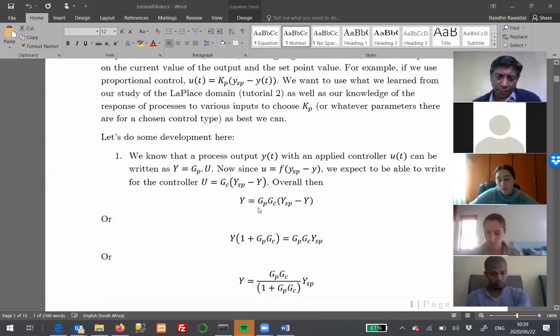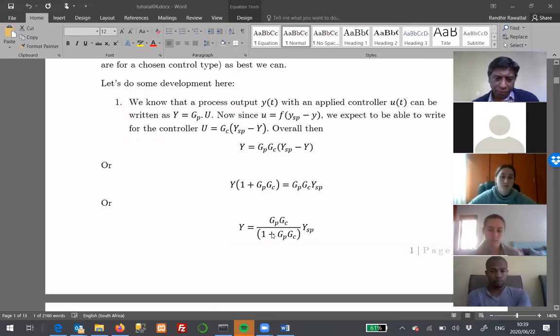So we will summarize all that in G_C, the controller's transfer function here. All right, so we have this form now, and we can see we've got y on both sides of this equation. So we can bring this y across here, and we can rewrite it as y times 1 plus G_P G_C. And then left over on this side is this form. And so we can say that y is equal to G_P G_C over 1 plus G_P G_C times Y_SP. So if you like, this is the new process function.